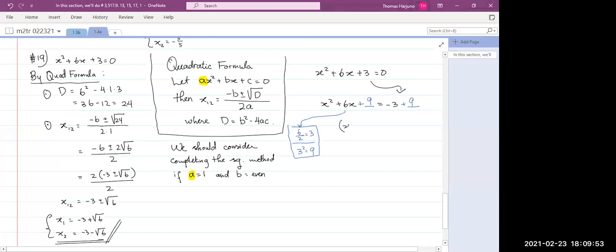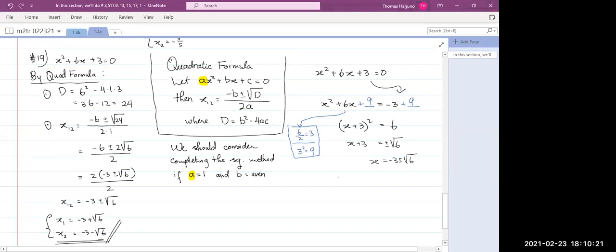That will give us x plus 3 squared equals 6. Where is that 3 from? From that quotient 3. 6 divided by 2 gives you 3. That's the quotient. Then from here we proceed with the square root property. x plus 3 equals plus minus square root of 6. x equals -3 plus minus square root of 6.